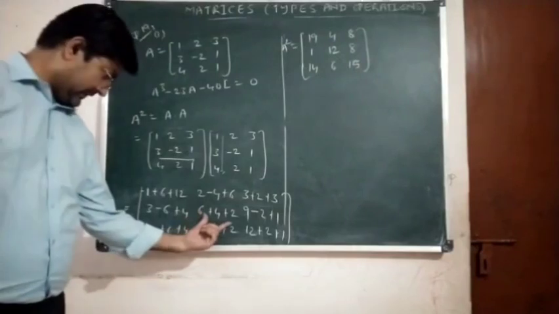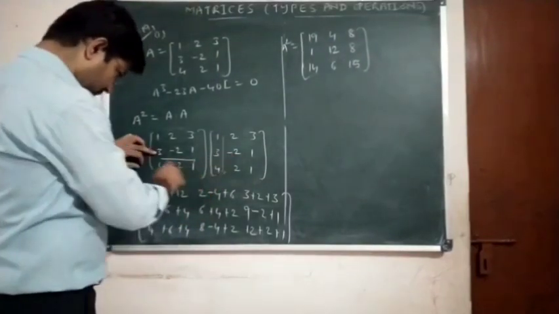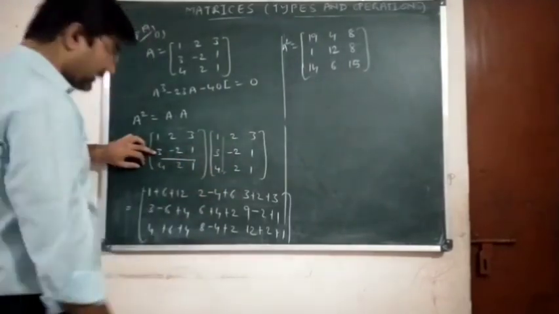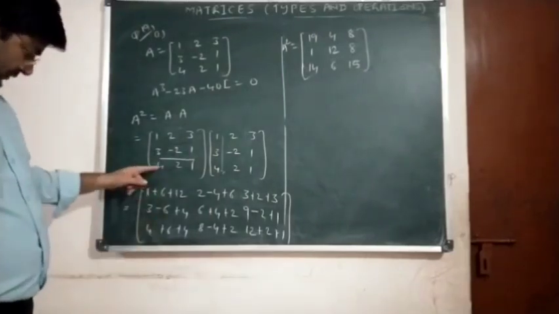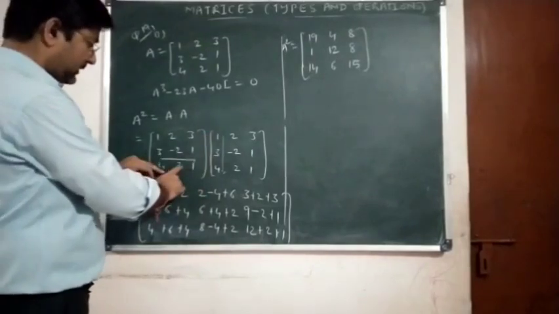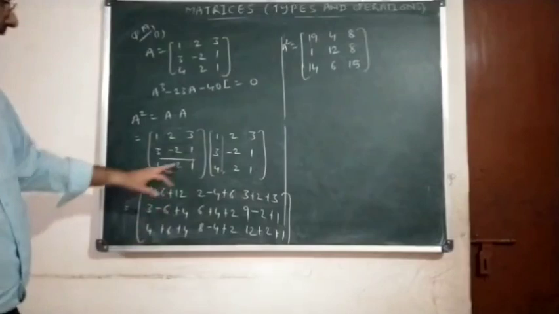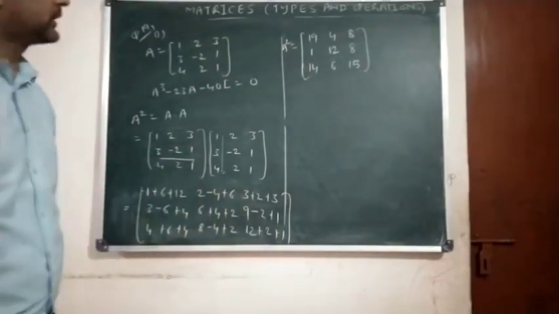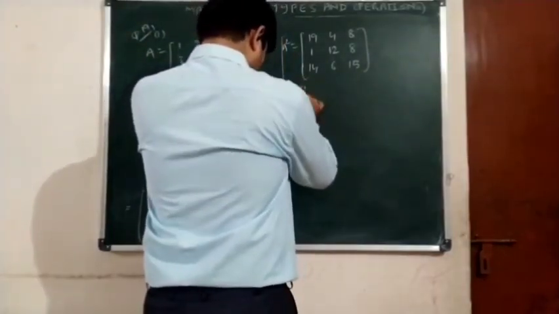Let us just check this second term for once. Second row and second column 3 2s are 6 minus minus plus and 2 1s are 2. Okay, and this one. So third row first column 4 1s are 4 plus 3 2s are 6 plus 4 1s are 4. Okay, done. And again 4 3s. A square is correct.